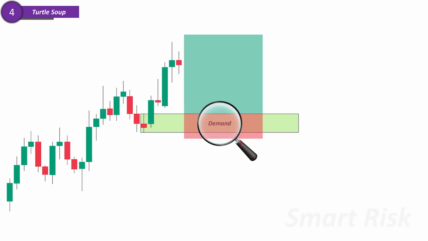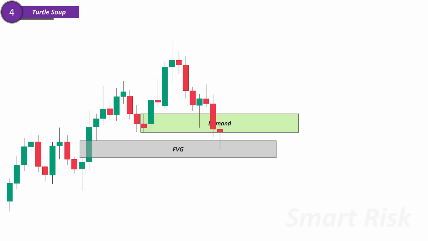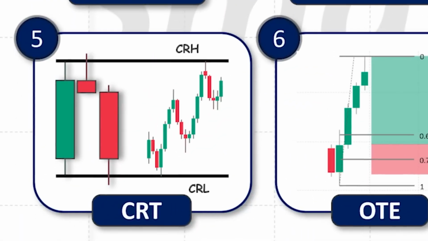If you also check the left-hand side, you can identify a fair value gap, which can be a great demand zone for entering a long position. To trade the turtle soup setup, we wait for the price to reach the liquidity below the swing low and show signs of rejection at the FVG. Once the price returns inside the range, we can open a buy position with our stop loss placed below the zone and target the next important level ahead of the market. Next, we have candle range theory.